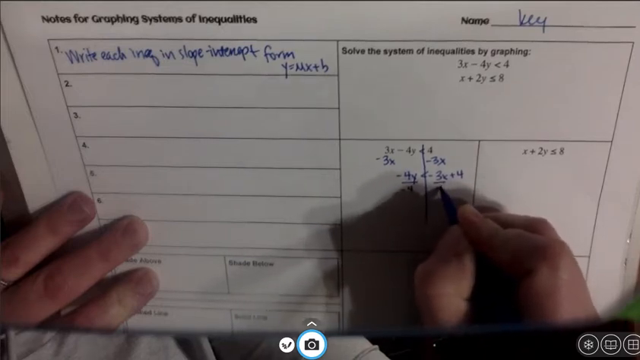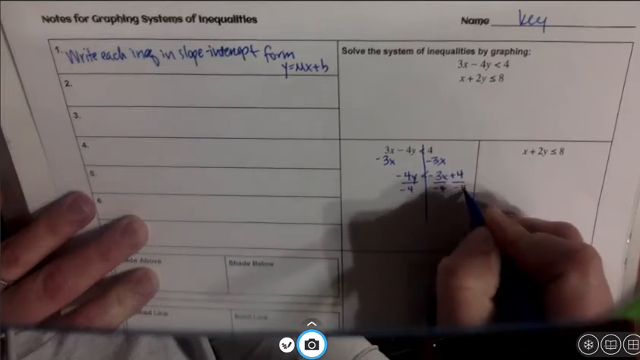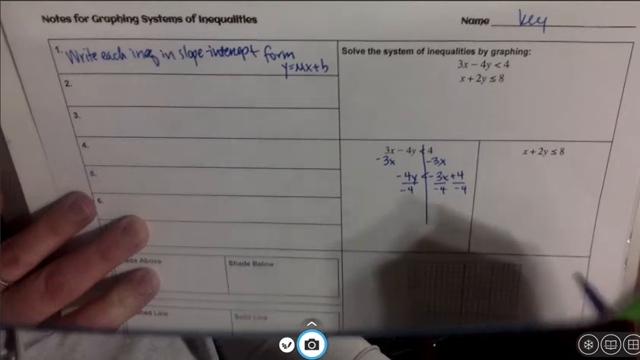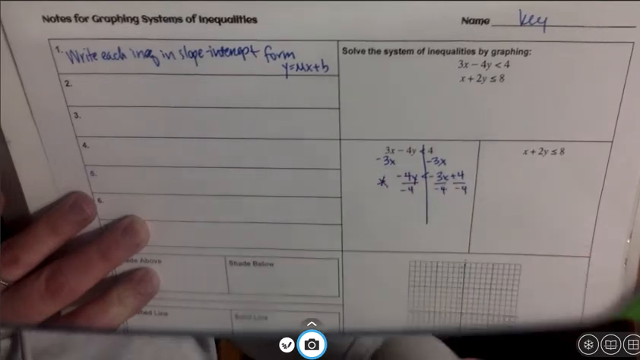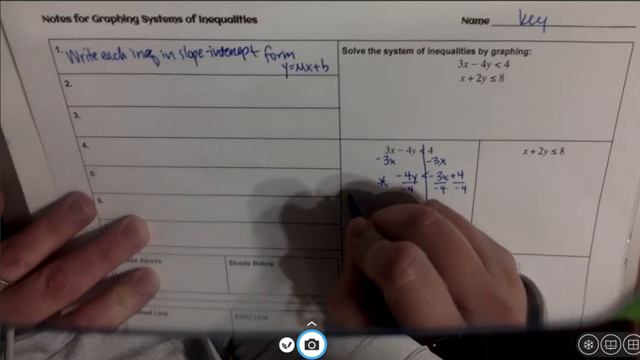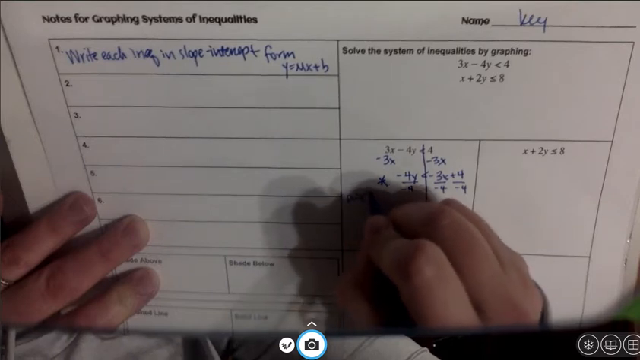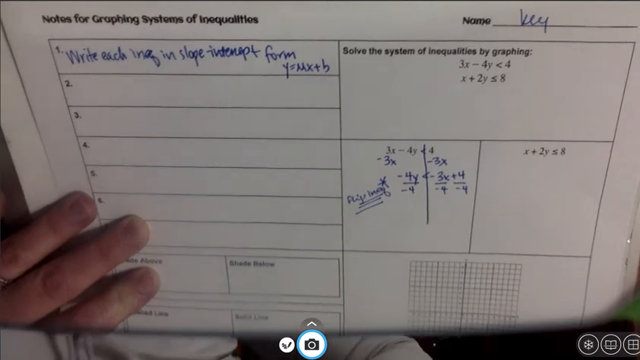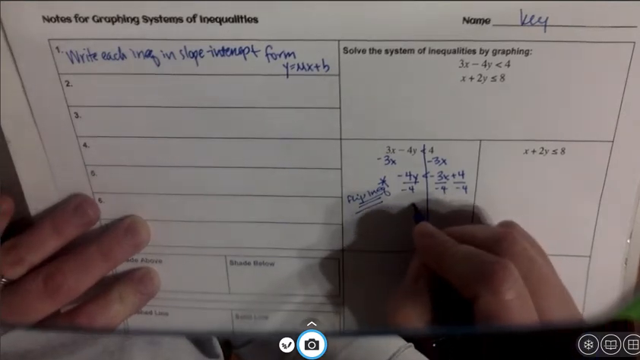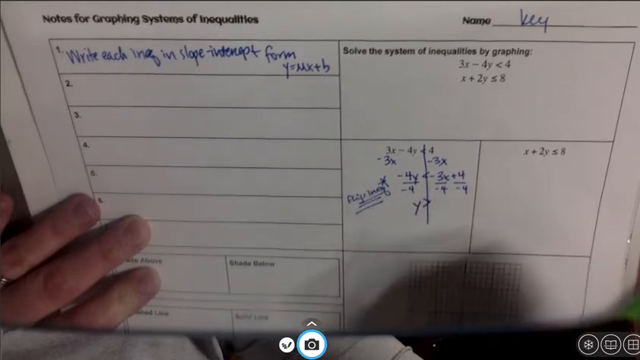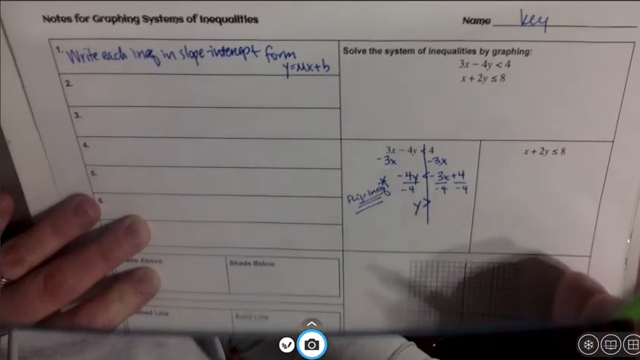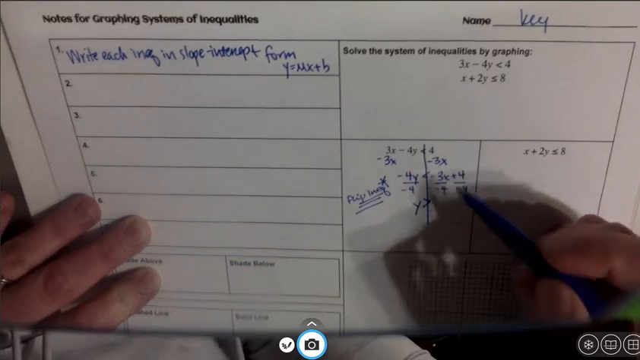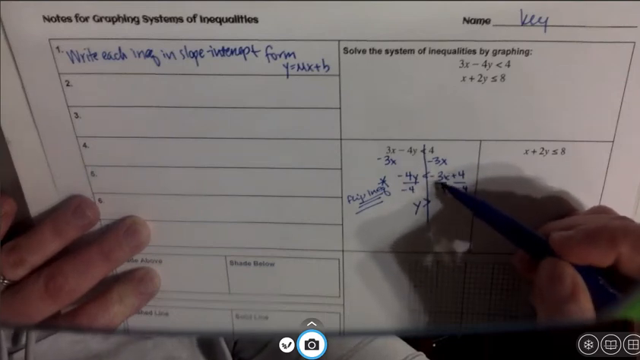Ooh, I have to divide by a negative 4. When I divide by a negative, I need to flip my inequality. This is so important, and I've seen this be one of the biggest mistakes we keep making over and over and over. Make sure you flip your inequality sign because you've divided by a negative number. Remember, if we divide or multiply by a negative number, we have to flip our inequality.